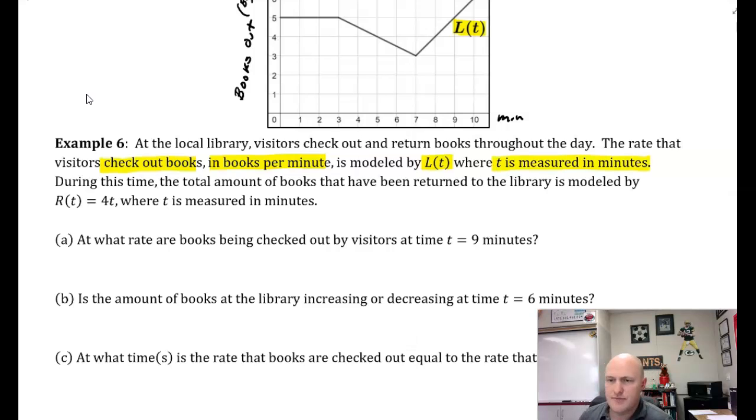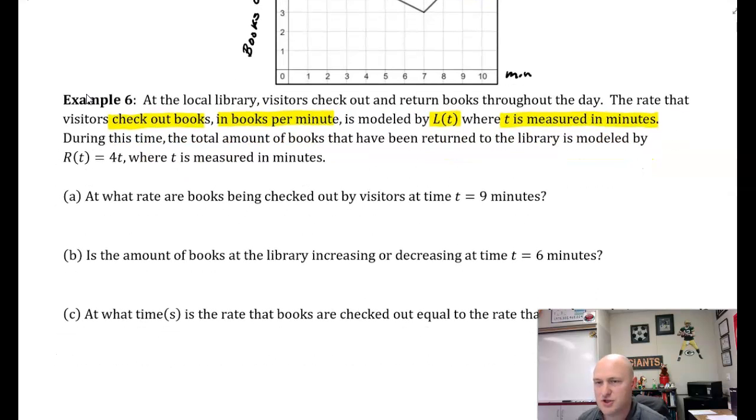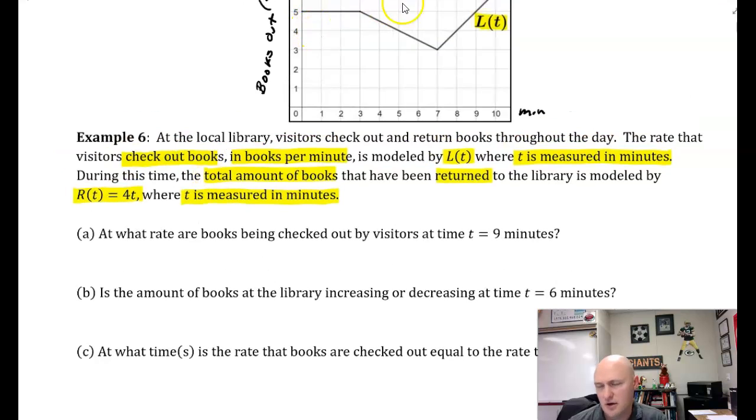During this time, the total amount of books that have been returned to the library is modeled by R of t, where t is measured in minutes. Okay, so this one's interesting because they give us a rate of books going out, and then they give us a total. Very interesting.